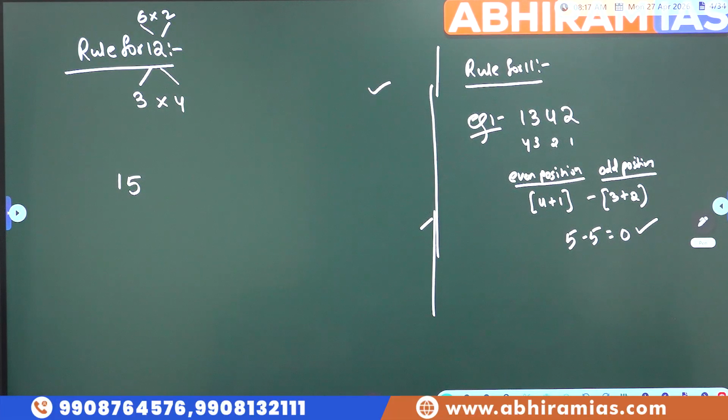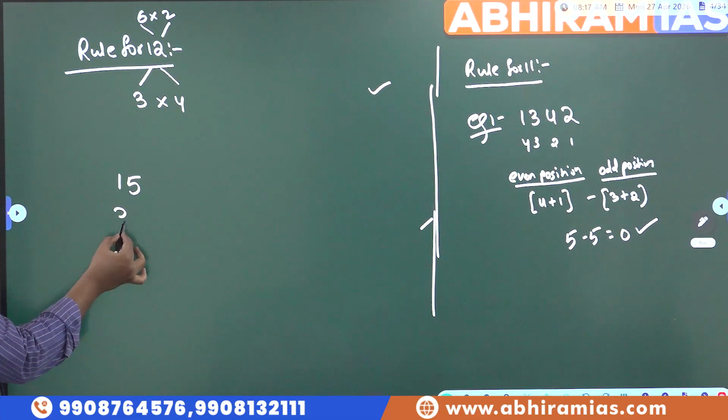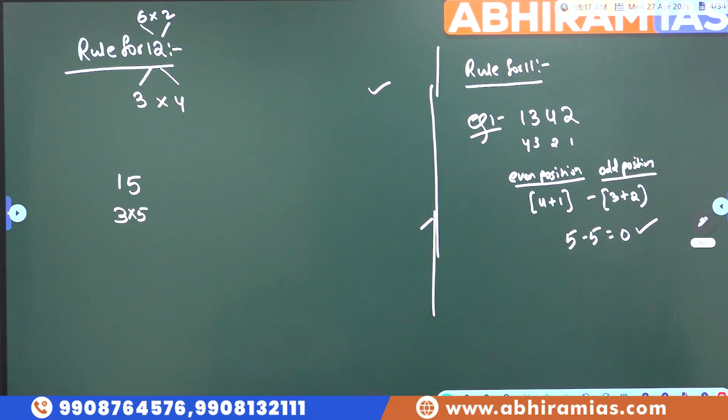In general, what will be the divisibility rule for 15? 3 5s are 15. So any number which is divisible by both 3 and 5 is divisible by 15. Next, 18.